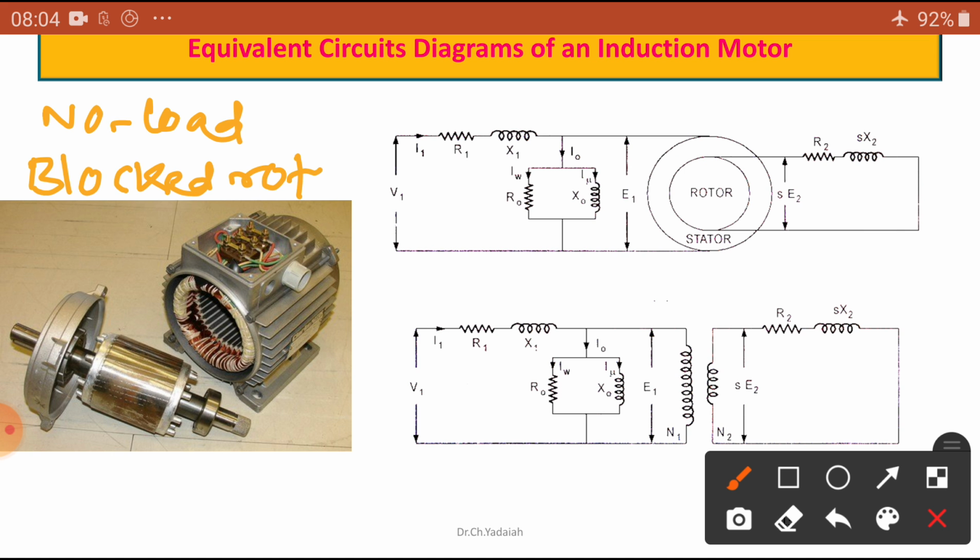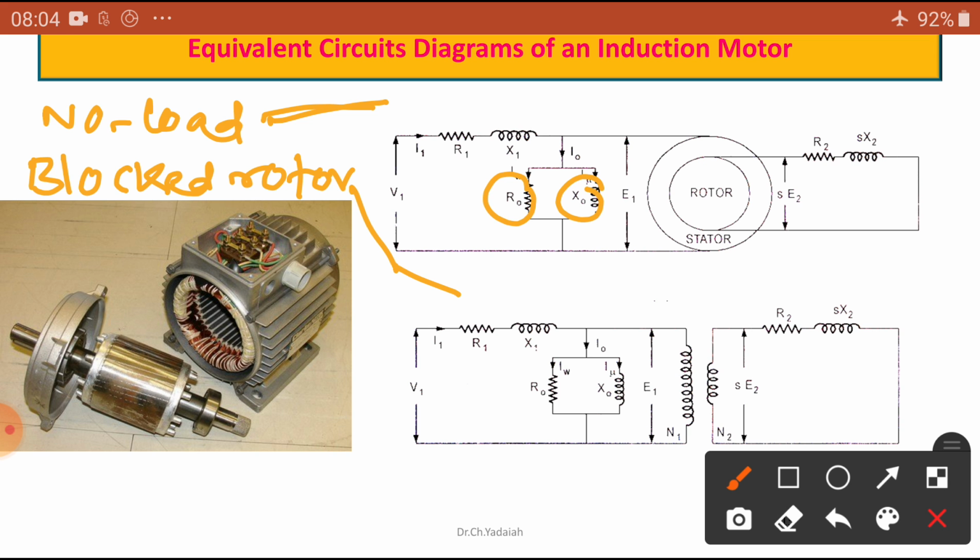From the NoLoad test, we are going to calculate R0 and X0 values, these parameters. At the same time, we get the NoLoad losses, friction and windage losses, core losses, copper losses of the stator, and the NoLoad power factor. R0 and X0 we are going to calculate in this NoLoad test on an induction motor. Okay. From the blocked rotor test, we are going to calculate these values.